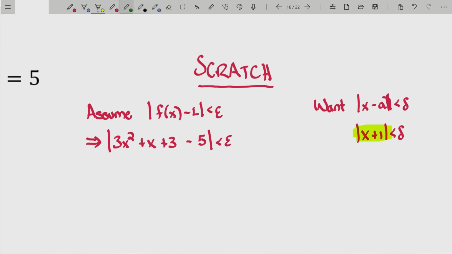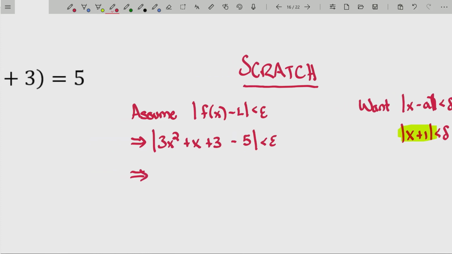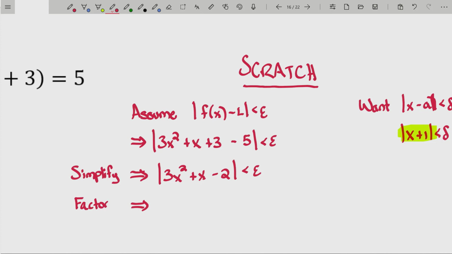All right, here we go. This will imply via simplification that the absolute value of 3x squared plus x minus 2 is less than epsilon. And you say, great, I'm going to use my factoring skills, which you should. Totally. So you go to factor and you get this: the absolute value of x plus 1 times 3x minus 2 is less than epsilon.